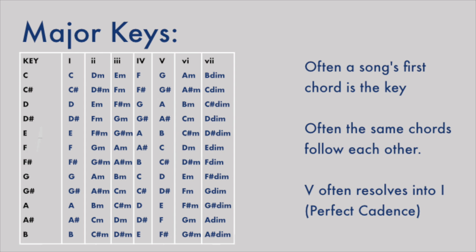Since there are 12 major scales, there are 12 major chord families. Understanding this section helps you understand why certain chords sound good together while others don't, and it will make it easier to work out the chord sequence of a song. Often the first chord used in a song will tell you the song's key, and you will often see the same chords following each other. For example, the 5th chord often resolves to the 1st chord, which is known as a perfect cadence.